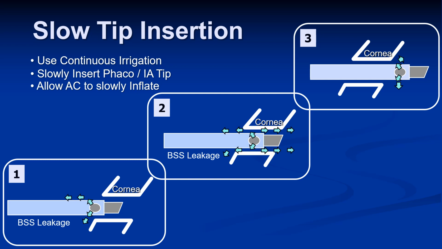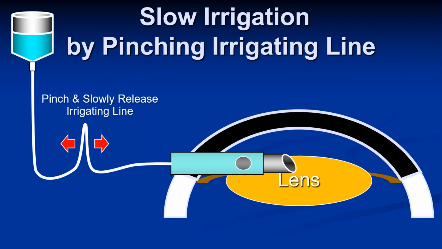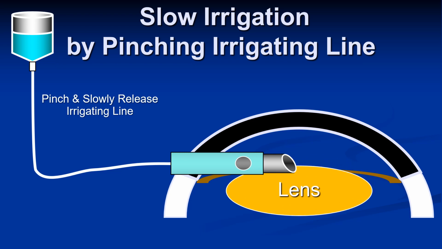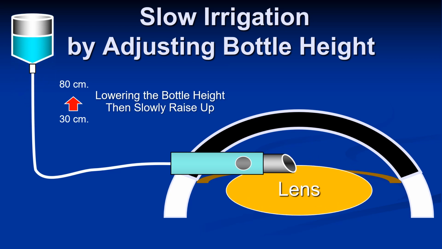We will stay at the position in picture 2, where some fluid leaks and some fluid goes into the eye, and wait until the AC is deep. Another technique for slow irrigation is pinching the irrigating line and inserting the tip. Then slowly release the pinched line and see the AC slowly deepen. Slow irrigation can also be done by slowly raising the bottle from 30 cm to the desired height.